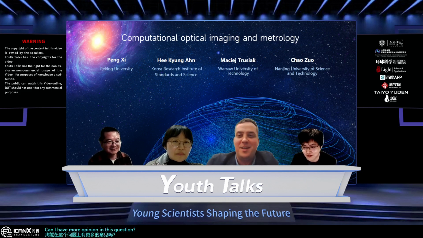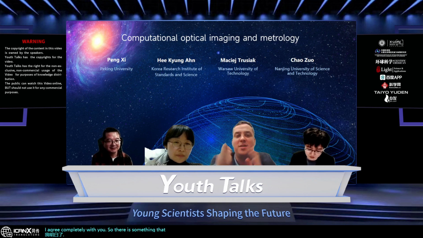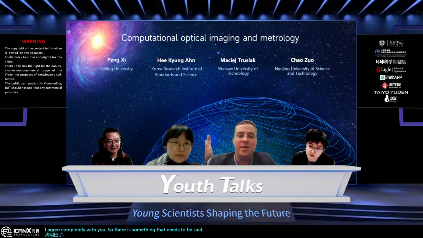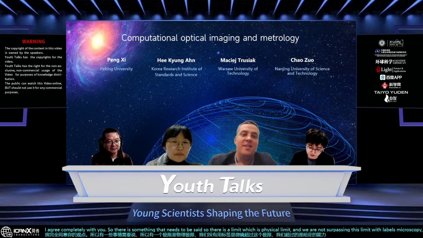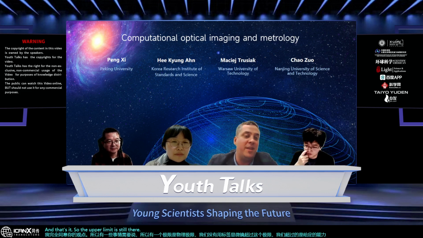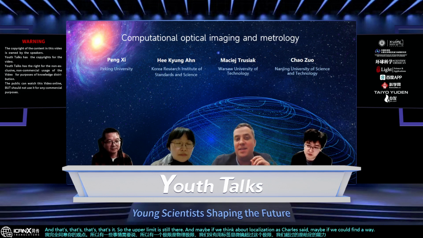Yeah, I agree completely with you. There is something that needs to be said. There is an upper limit, which is a physical limit, and we are not surpassing this limit with label-free microscopy. What we are surpassing is the capability of a given microscope objective, and that's it. The upper limit is still there. And maybe if we think about localization, as Chao said, maybe we could find a way to make something label-free blink, something sparse, and then every blinking is like a spherical wave.